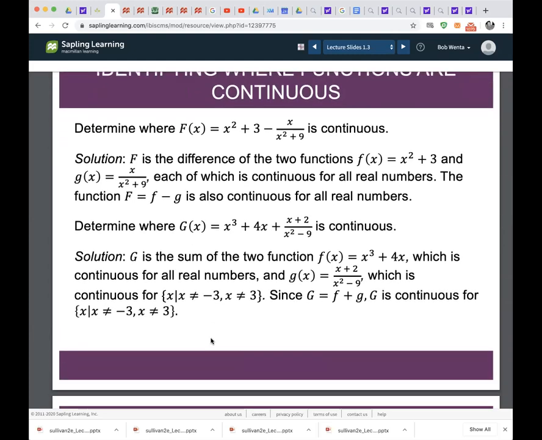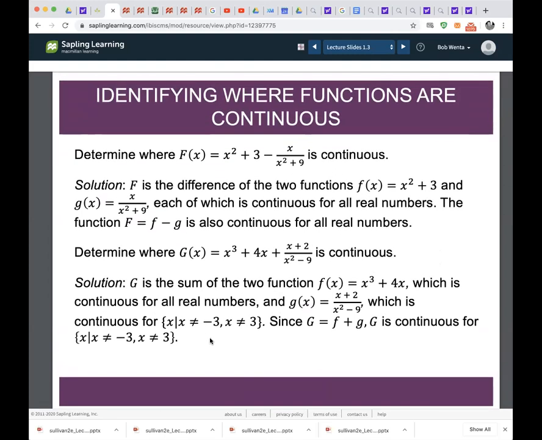All right? So if you've got any questions about that, we will discuss that a little bit later. And let me know, and we can talk about that. But that's where continuity on an interval is determined. Okay? All right, thank you.